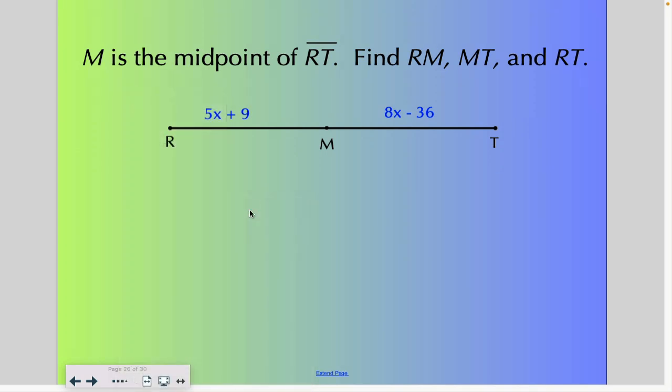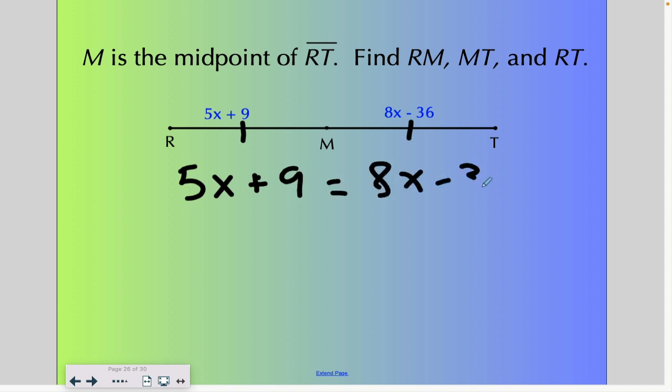Because M is the midpoint, it bisects, which means what is the only thing I need to do with these two segments? Ronan, what do I need to do with them? Set them equal to each other. Yeah. Okay. So 5x plus 9 is equal to 8x minus 36. You will notice none of the algebra is very taxing here. You just need to know what to do with it. Okay? Moxie, what'd you get for x?